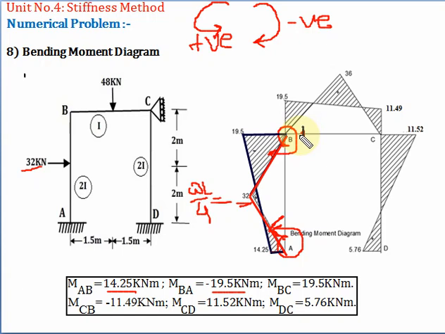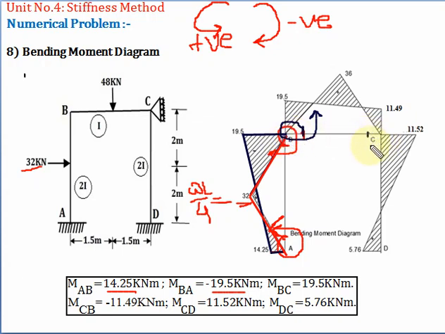Now here the moment in member BC is plus 19.5. Plus means you have to rotate the joint B in anti-clockwise direction. So I will rotate the joint B in anti-clockwise direction and cut the member BC once. So this value 19.5 is above the line BC.